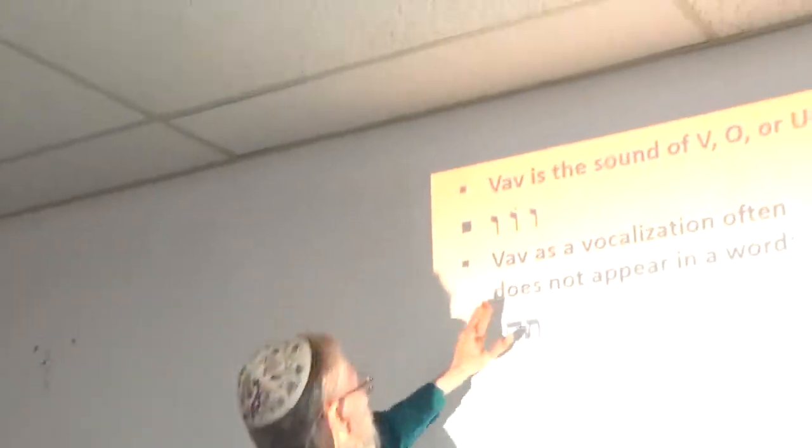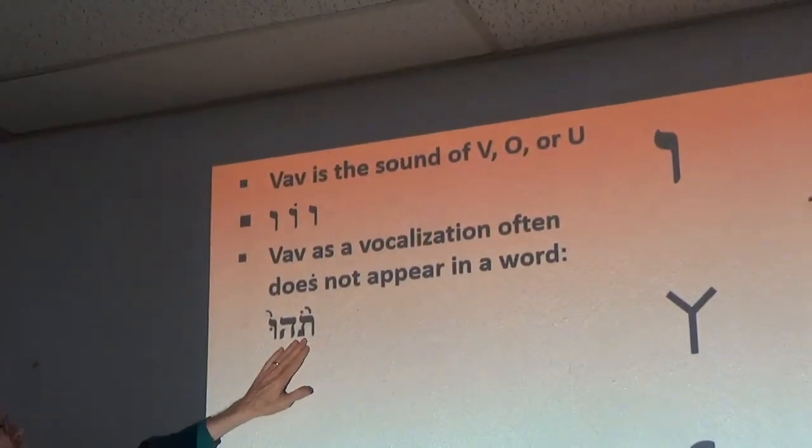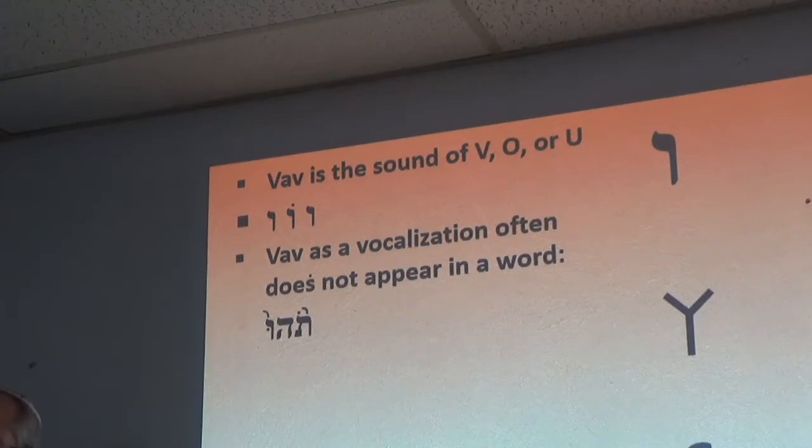And there are times where the shortcut is taken, and in those times when the shortcut is taken, vav as a vocalization often does not appear in a word. So here is tohu from the second verse of Genesis, tohu vebohu. Okay, so this is the word tohu. Tohu means without shape, shapeless. Where he says that the world was tohu vebohu, was without form and empty, without shape and empty.